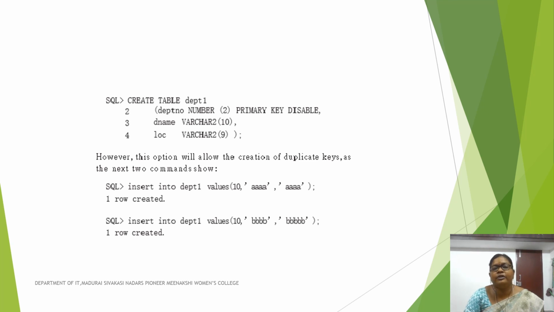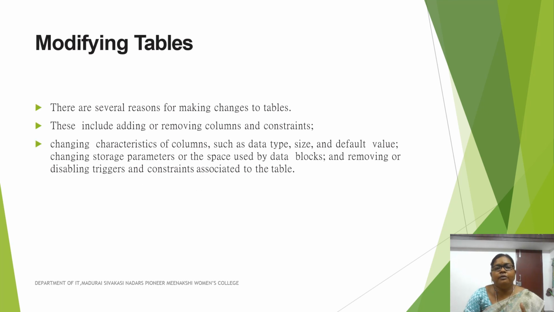So again I'm going to feed the data for the same table, that is insert into department 1 values the same number. Just note that I'm going to give the same department number for two rows. Then the department name and the location are mentioned here. One row is created. It never shows a primary key violation because I'm disabling the primary key. Then if I try to enable the constraint, it shows an error.